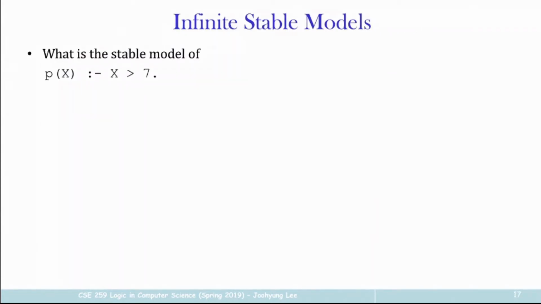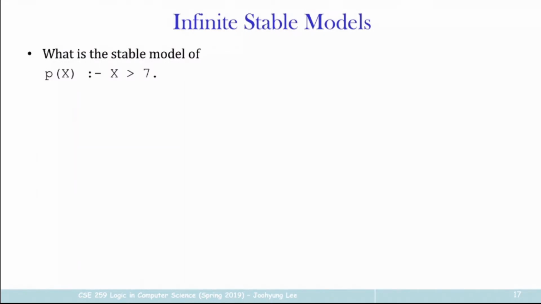Now, something else. Let me ask you, based on your intuition, if I give this to Clingo, what will be the stable model that will be returned by Clingo? Anyone can guess? Oscar, can you guess? What should be the stable model if you give this one? 8, so P of 8, right? Okay, how about P of 9? Can this be true? It is, right? Because 9 is greater than 7.